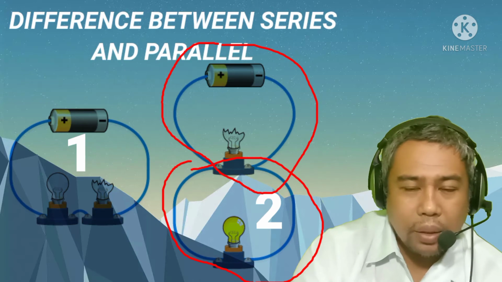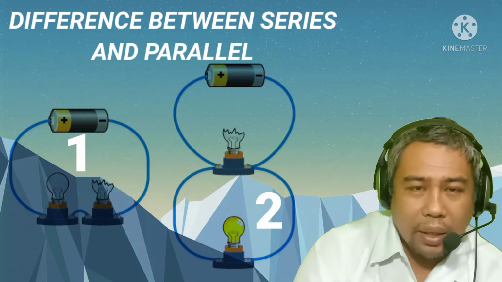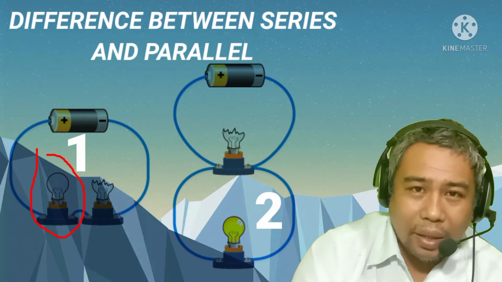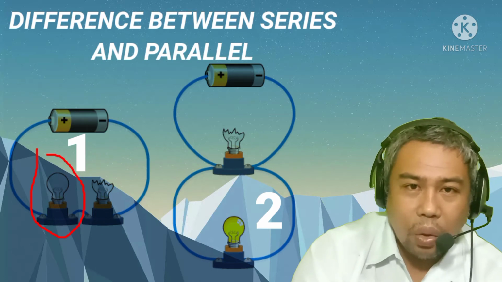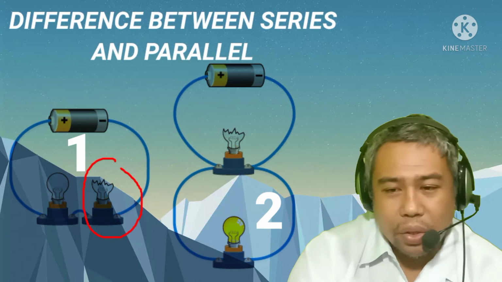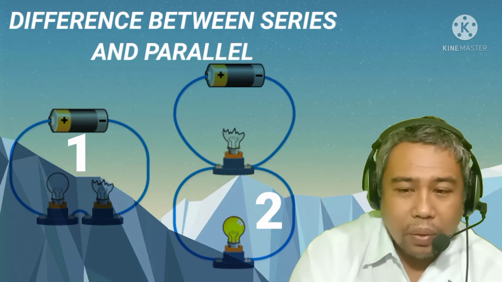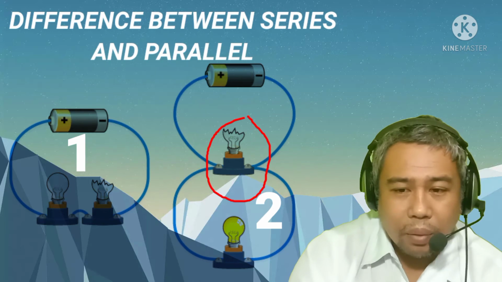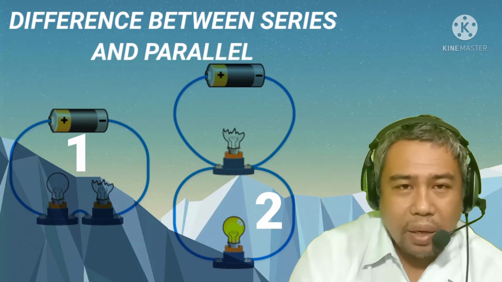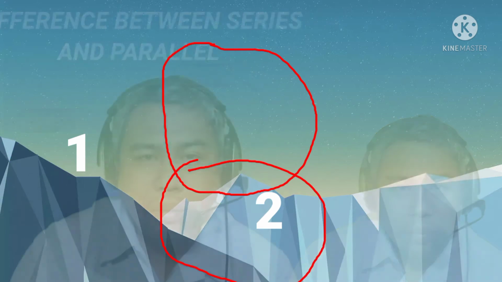As you can see in illustration 1 in series, we have two bulbs connected in series, but one bulb is busted. As you can see, the other bulb will not light up because they have no continuity. They have a cut on the circuit. And illustration 2, we have two bulbs connected in parallel. Same, one bulb is busted, but the other bulb is still lighting up because they have their own loop.